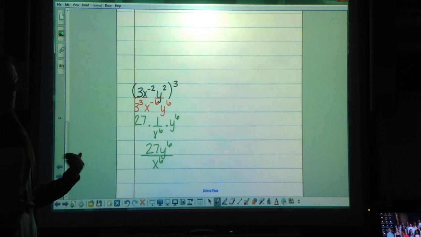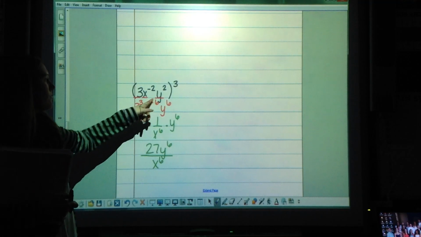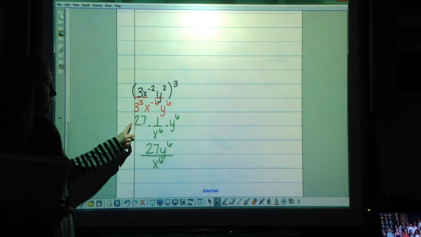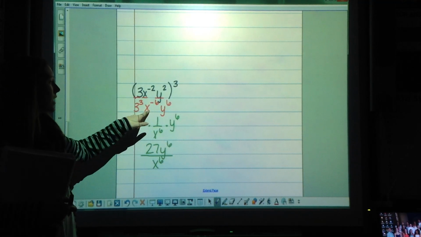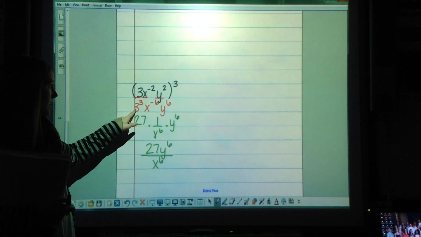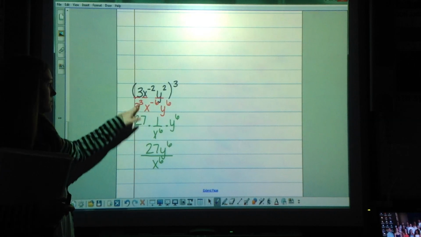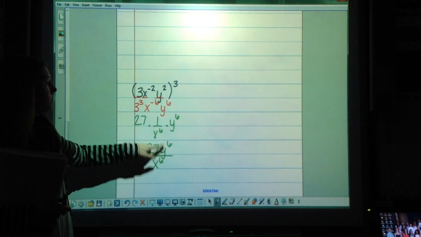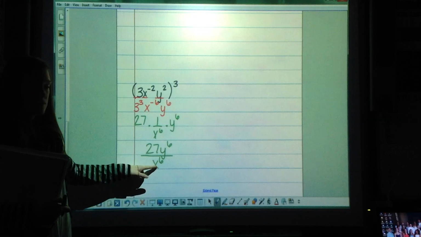So when you get to these multi-step problems, if you have a negative exponent, it just tells you that it's going to move into the denominator. So you don't have to show this step. When I look at this step right here, I see that I have 3 cubed. That goes in the numerator because this is positive. This is positive, so it stays in the numerator. This is negative, so it goes into the denominator.